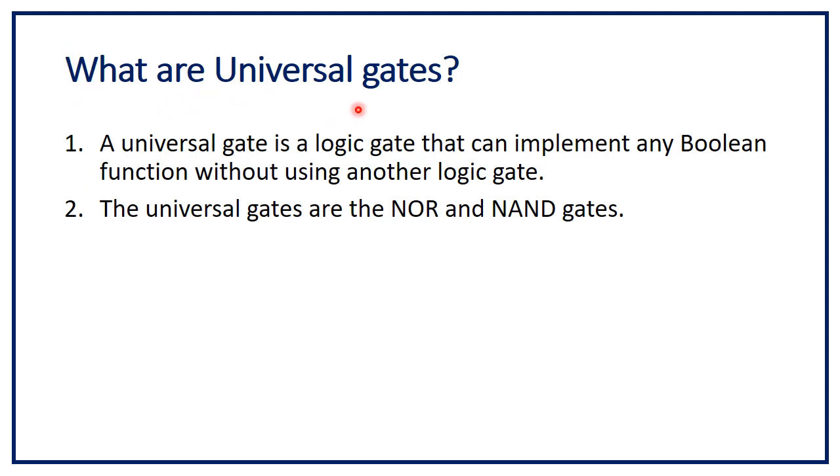What are the universal gates? A universal gate is a logic gate that can implement any Boolean expression or function without using any other logic gate. So we can say we can build or develop any Boolean function with the help of a single gate. The universal gates are NOR and NAND. So we can develop any Boolean expression with the help of either only NAND or only NOR. It doesn't require any other additional logic gate.